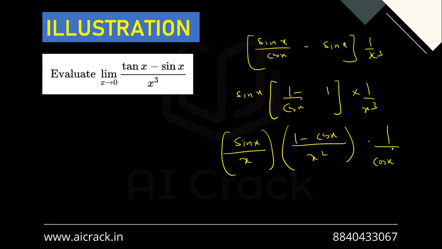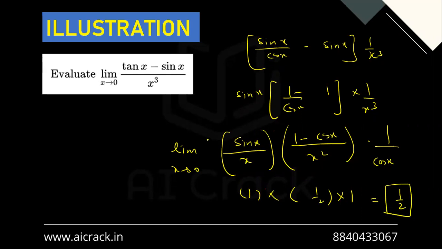Now with the basic algebra properties, we saw that when individual limits exist and are finite, then the multiplication would also exist, right? So this one is existing and finite. This one is also existing and finite. And this one too is existing and finite. So basically limit x tends to 0, in this case, that would be 1 into 1 by 2 into 1. So basically 1 by 2. So here we can see the application of algebra of limits, which we have studied earlier, right?